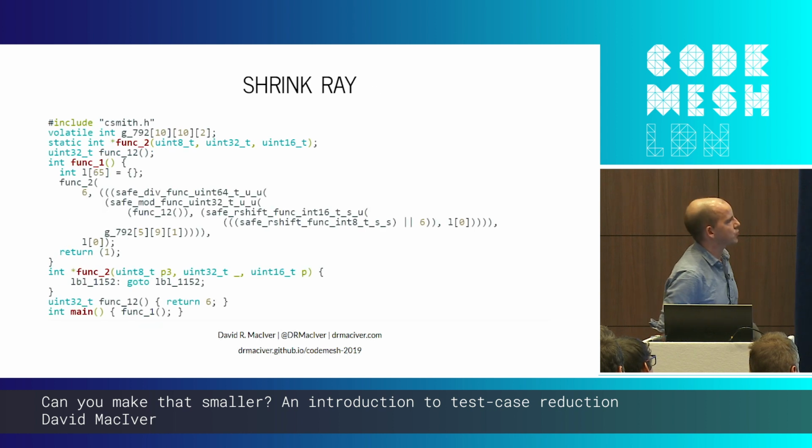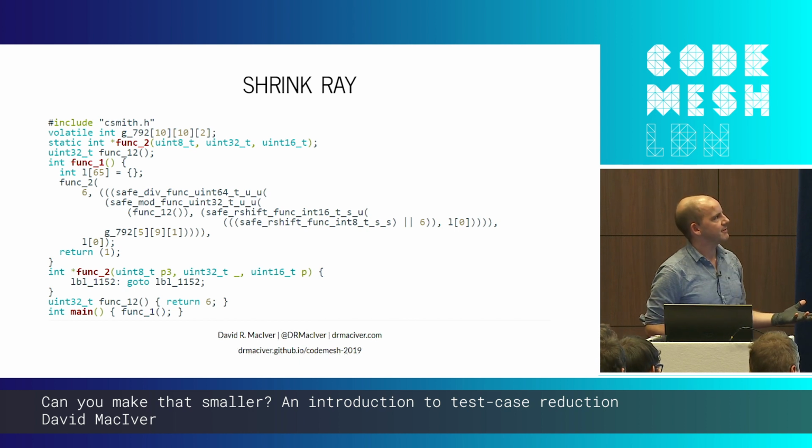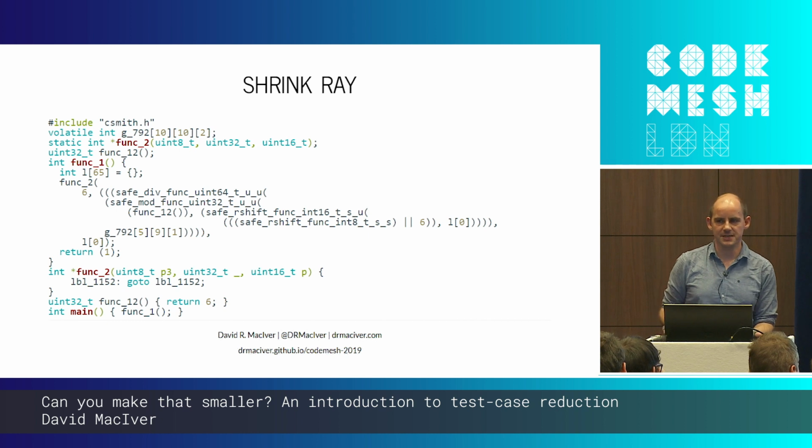For interest, this is what shrink-ray would have produced with that test case. It's not nearly as nice, and the reason it's not nearly as nice is because C-reduce understands things like how to inline a C function, which is not something you're ever going to do unless you have something that specifically understands the syntax of C.